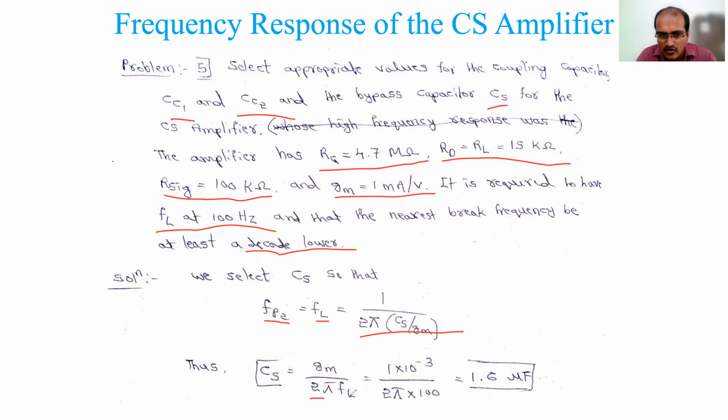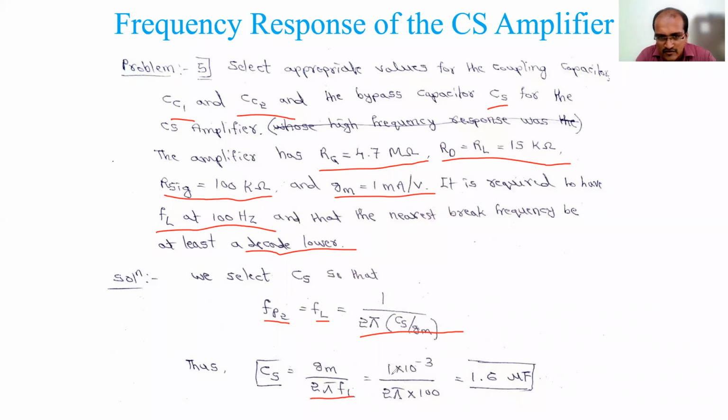So I hope you got this. Here FL is gm by 2π CS. Both formulas you have seen, right? In the place of CS, FL will come, and in the place of FL, CS will come. So CS will come here and FL will come in the denominator. Either you can write FL by gm, or you can take gm in the numerator.